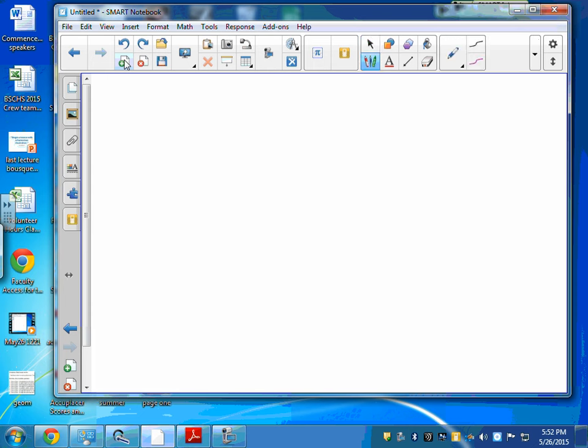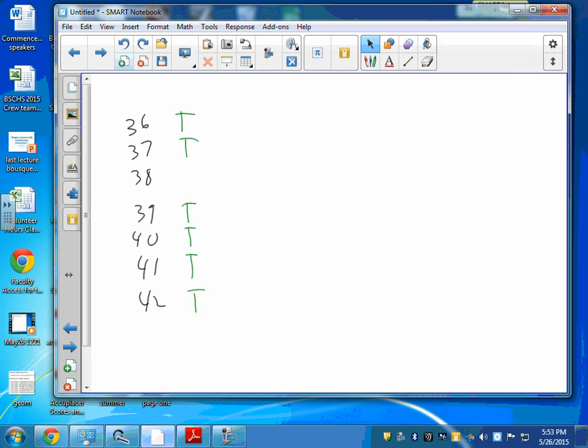36, 37, 38, 39, 40, 41, 42. I guess we have 7 of them here. Most of these are true. In fact, they're all true, except for 38. So these first couple and the remaining are all true. 38 is false. Which ones are interesting here? It says algebra. Let's do a little bit of algebra.